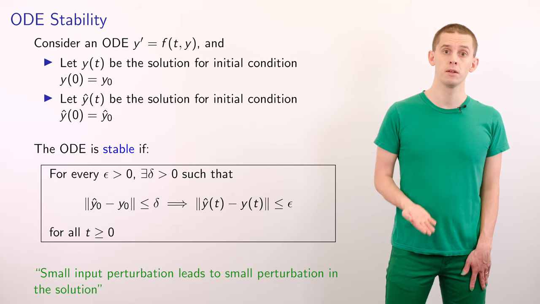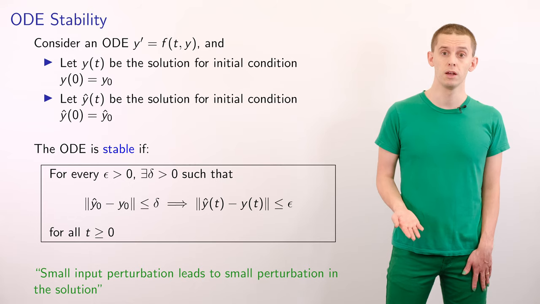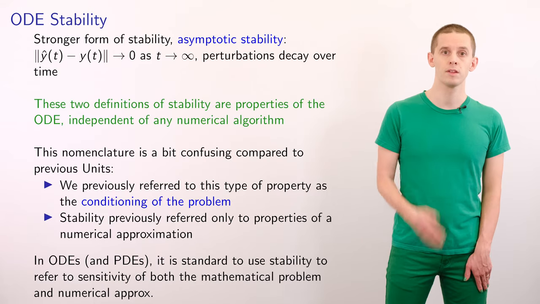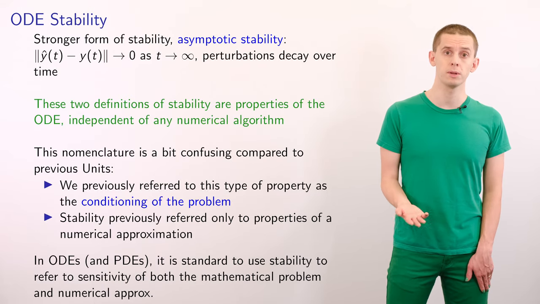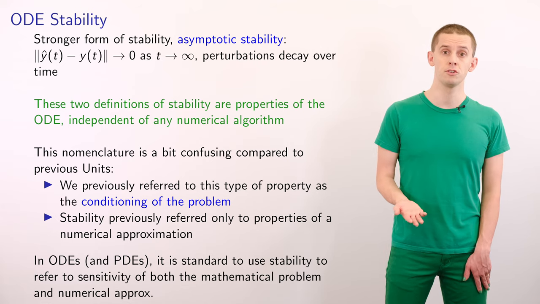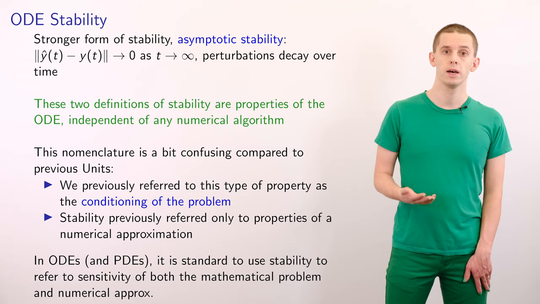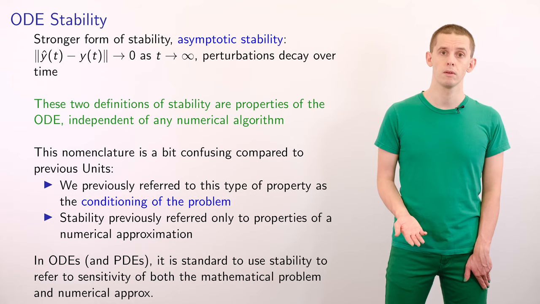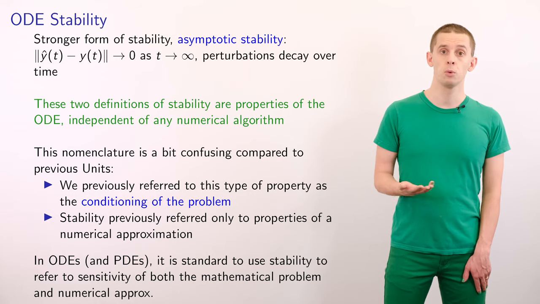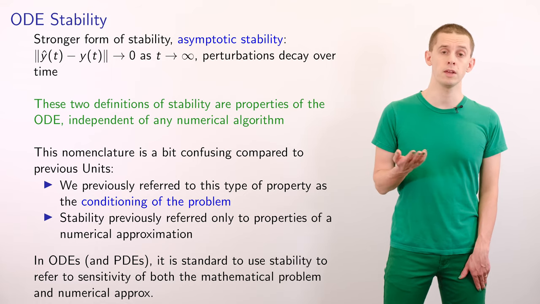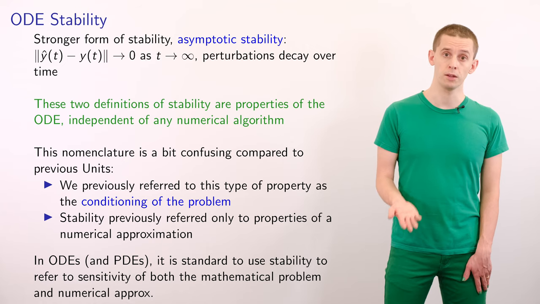And this definition therefore implies that if we make a small input perturbation in that initial condition, then that should only lead to a small perturbation in the solution. There's a stronger form of stability, referred to as asymptotic stability, where we require that the norm of y of t minus y hat of t should tend to 0 as t tends to infinity. And in this case, any small input perturbations will actually decay over time. So in these two definitions, we're really looking at stability properties of the underlying mathematical ODE. And this is independent of any numerical algorithm.